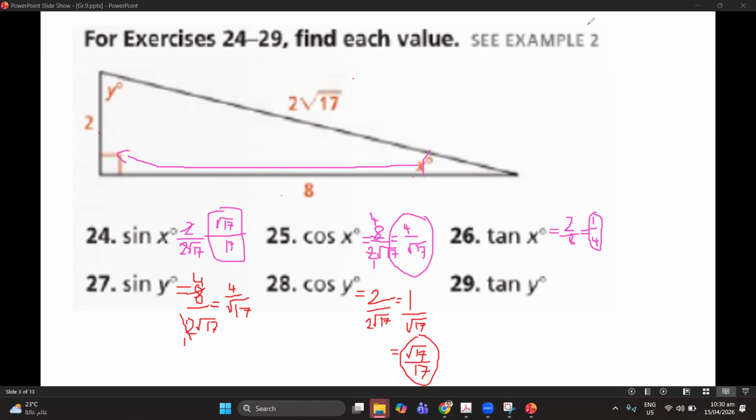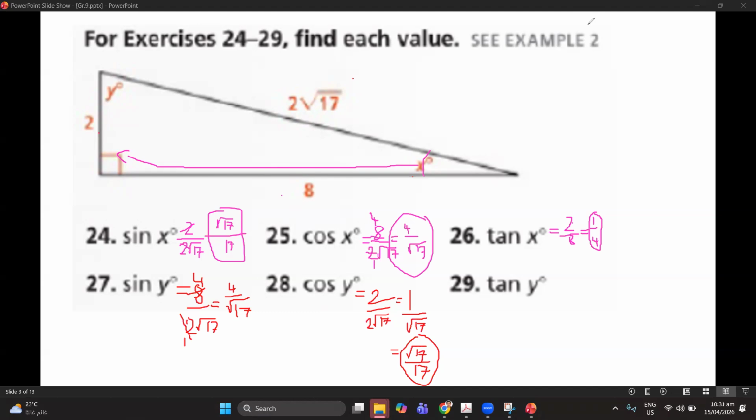Yes, teacher? If I wrote it as 1 over the square root of 17, is it considered correct? Yes, correct. It's like when you write 2 over 8. It's the same as 1 over 4. But 1 over 4 is the simplest form of 2 over 8. But both are correct.